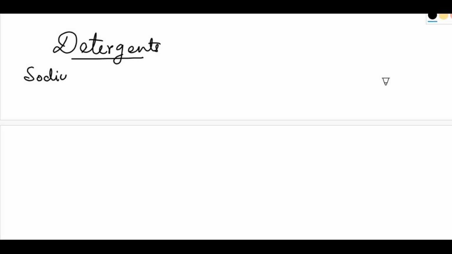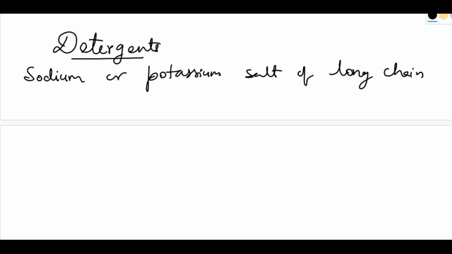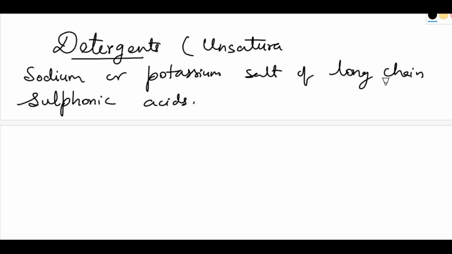Coming to detergents. Soap is environmentally friendly. So what about detergents? We have a difference between soaps and detergents, so you can write the definition in either column. What are detergents? Detergents are sodium and potassium salts of long chain sulfonic acids. These are unsaturated compounds and not eco-friendly. Soap is saturated. Detergents are unsaturated compounds.